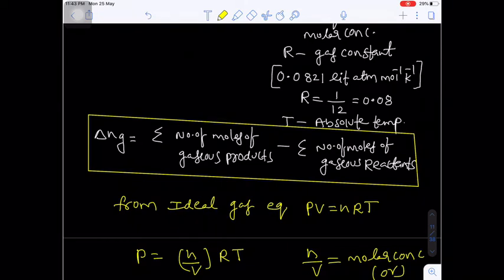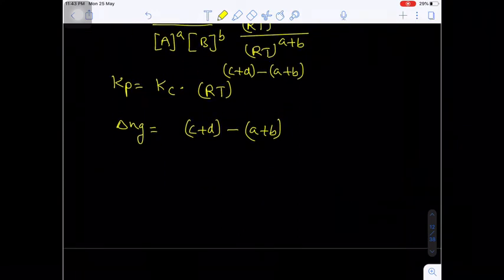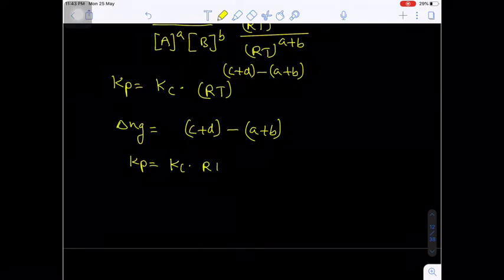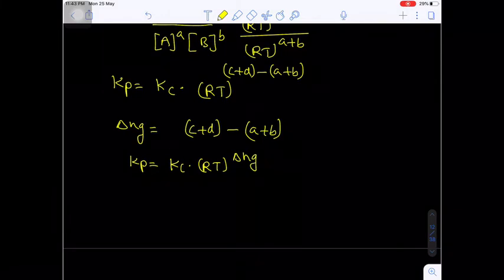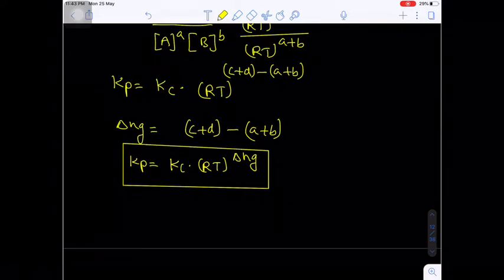Total number of moles of the gaseous products minus total number of moles of the gaseous reactants. Okay, now here I am writing Kp is equal to Kc into (RT) whole power delta Ng. So this is a very important useful relation between Kp and Kc. What is the relation between Kp and Kc? Once again, Kp is equal to Kc into (RT) whole to the power delta Ng.